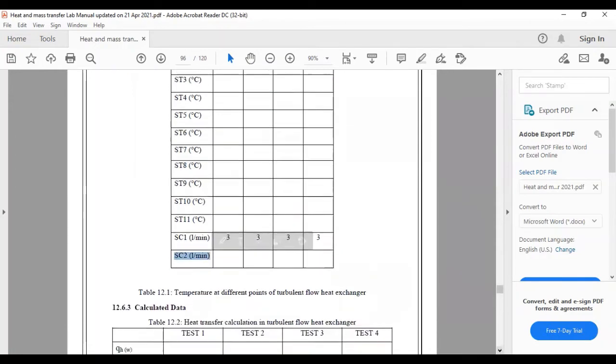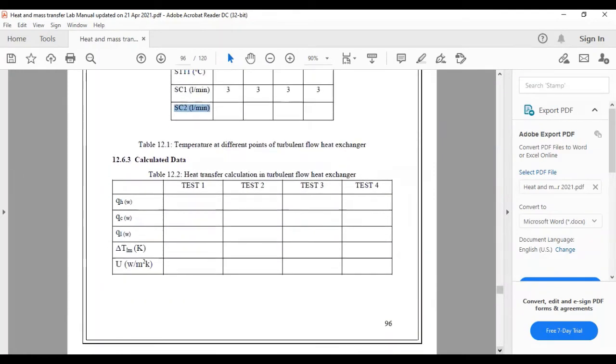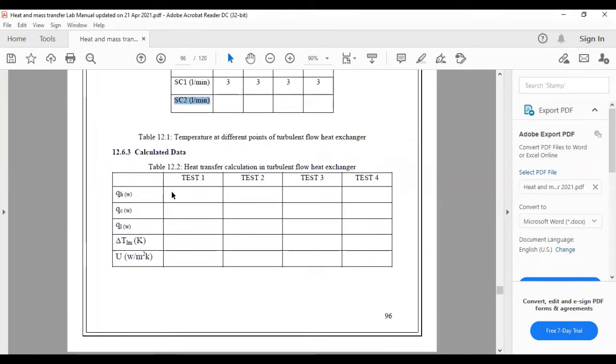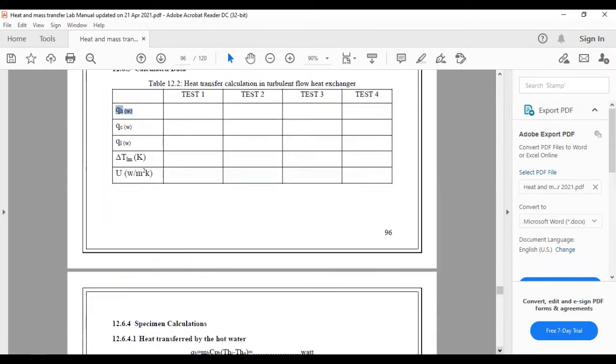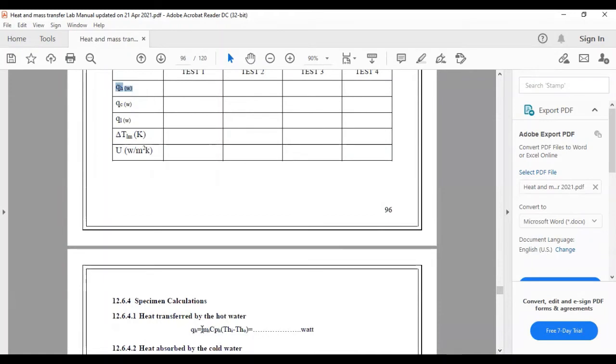So now we will use all of these values to calculate the different parameters. We will use this table. This is the calculation table. First of all, we need to calculate the value of QH. QH basically represents how much heat is transferred by the hot water. Its formula is given here: QH = MH × CPH × (THI − THO). Now this MH is the mass flow rate of hot water.